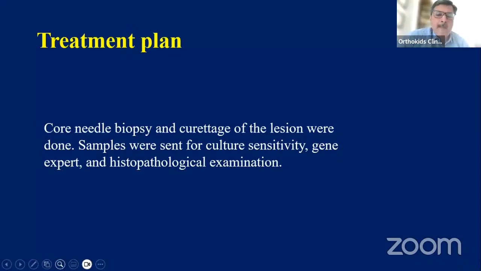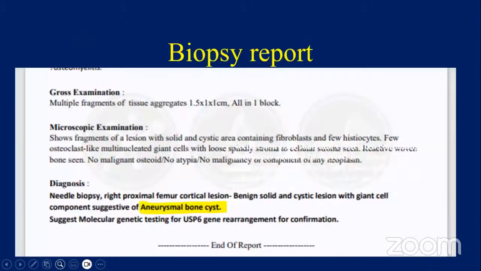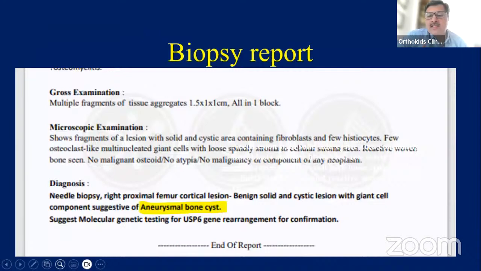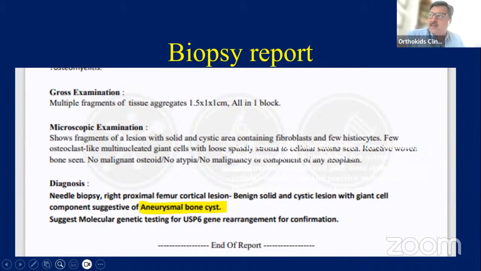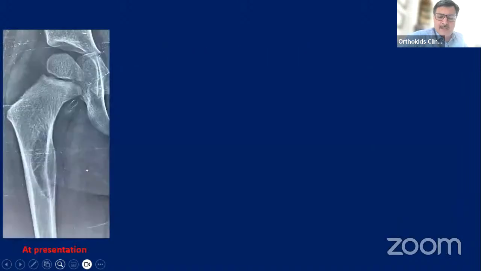Yeah, move ahead, Tashfin. Histological examination revealed a benign solid and cystic lesion with giant cell component, suggestive of aneurysmal bone cyst, and suggested molecular genetic testing. We did the USP6 gene rearrangement testing, but that was negative actually. Even our histopathologist was a bit confused, so we planned to move ahead with clinical improvement. Can you show the X-rays? And so we discussed this with the family. Tashfin, move ahead.